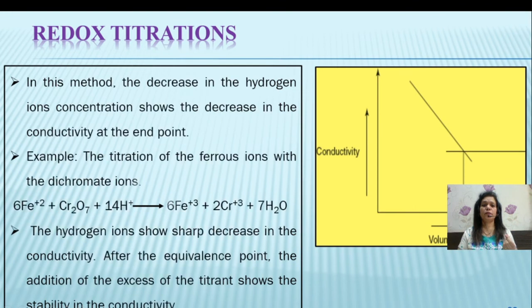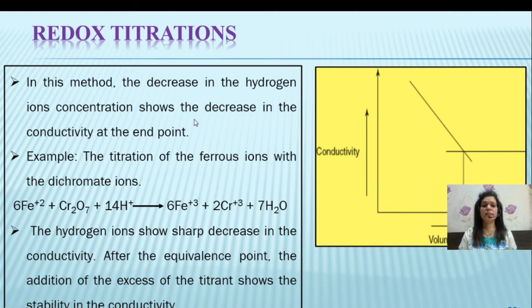Redox titration. We are learning here the redox titration of ferrous ion with dichromate. In a redox reaction there is an increase in oxidation number. Fe2+ has been converted into Fe3+ and dichromate is reduced to Cr3+. Dichromate we are utilizing in the presence of HCl.